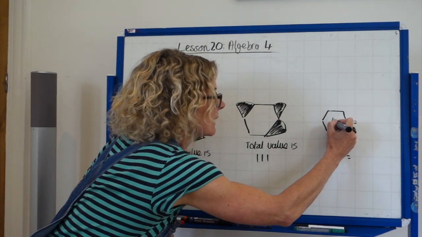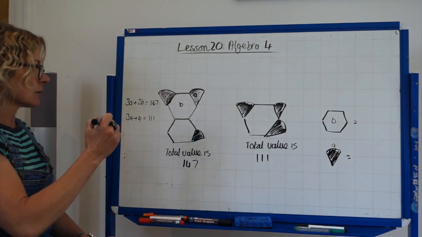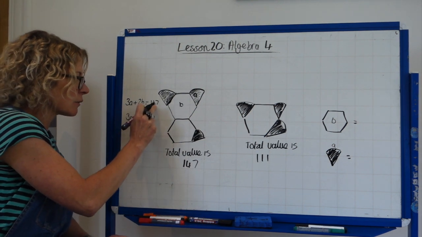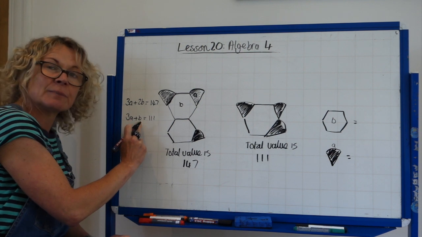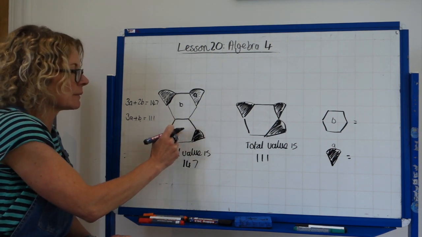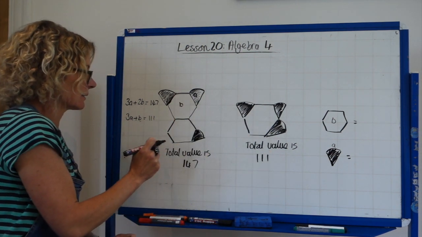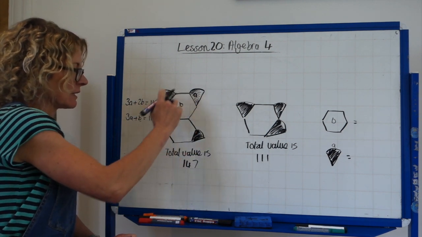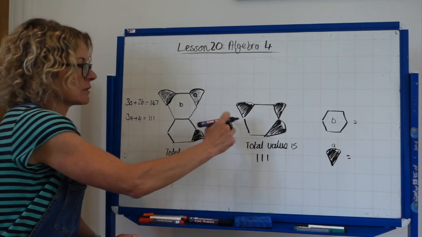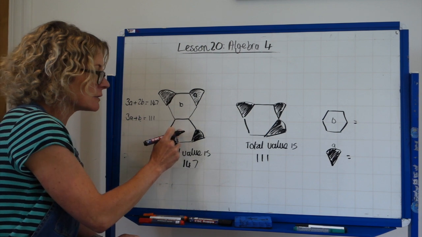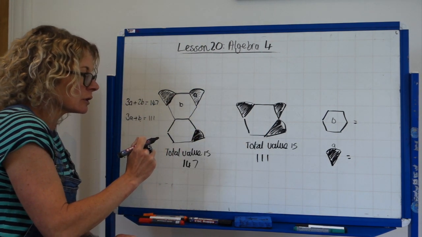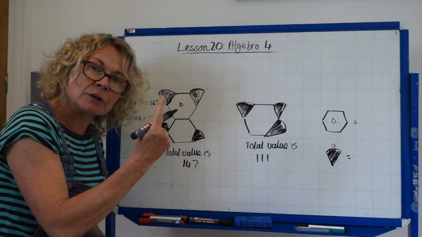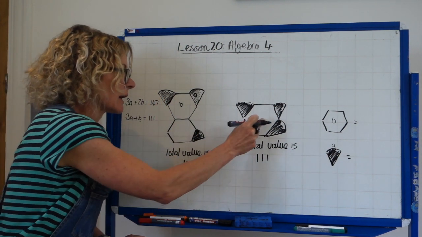So that can be A and that can be B. Right. So the difference between this equation and this equation is what? We've got 2b here and just b there, okay? So that is the equation for this, and this is the equation for that. The difference is one hexagon. So the difference is one hexagon.